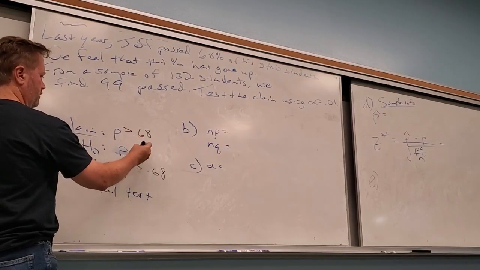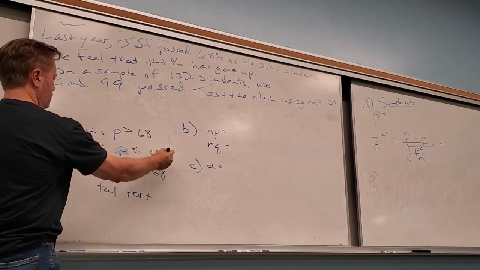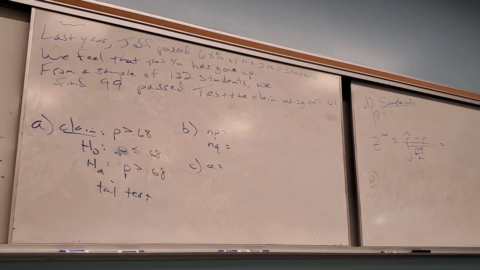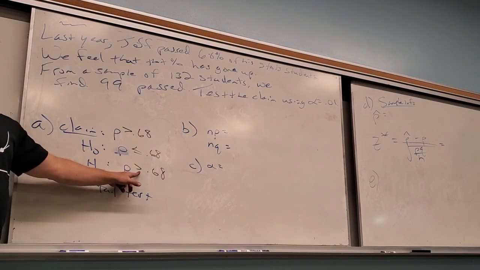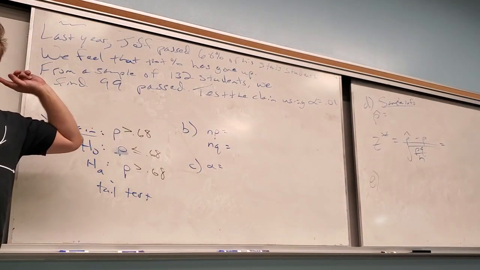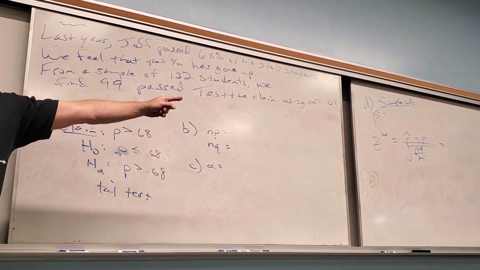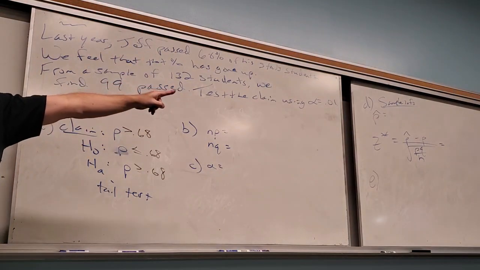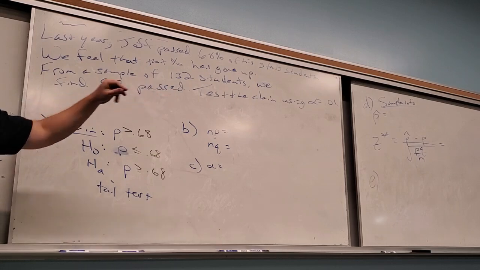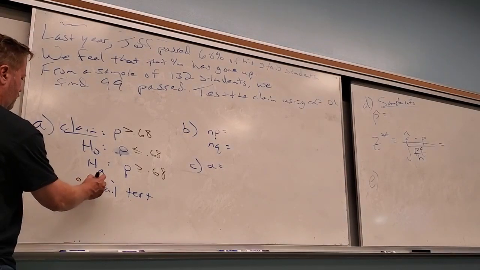So what goes here? Opposite. So how many tail tests is it going to be? One. How do you know it's one tail test? Because you're only looking at the greater. The only way to show evidence is if I find something that's bigger than 0.68. If I find something less, then I'm screwed. So it's only one tail. It's one direction that will show evidence. Nothing to do with the band.